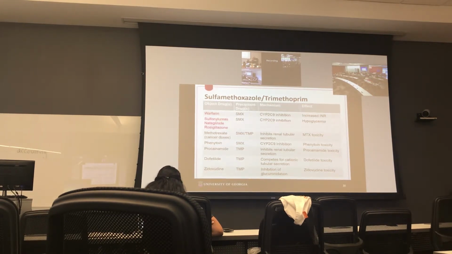2C9 inhibition also causes an interaction with phenytoin. So sulfamethoxazole inhibits 2C9. This can result in phenytoin toxicity. Main toxicities that you'll see are some changes with vision, so diplopia, nystagmus, it can lead to lethargy, confusion, and even, with severe toxicity, coma. So phenytoin toxicity can be significant as well.